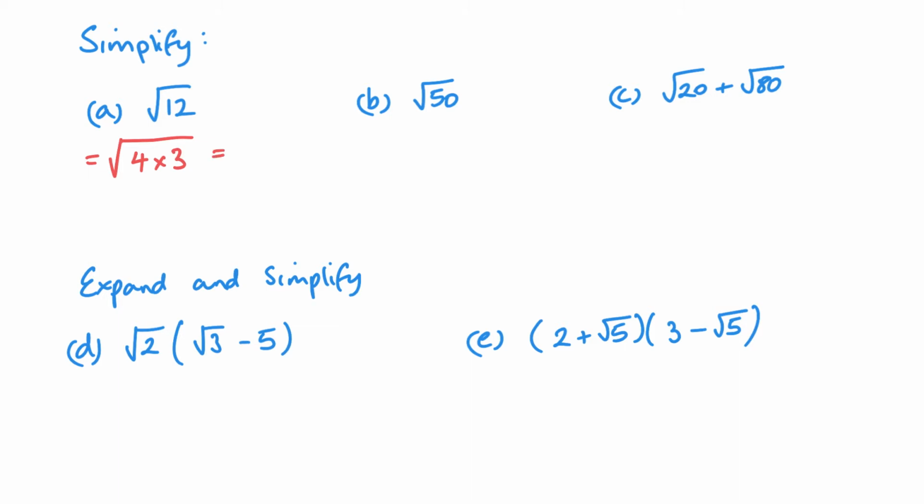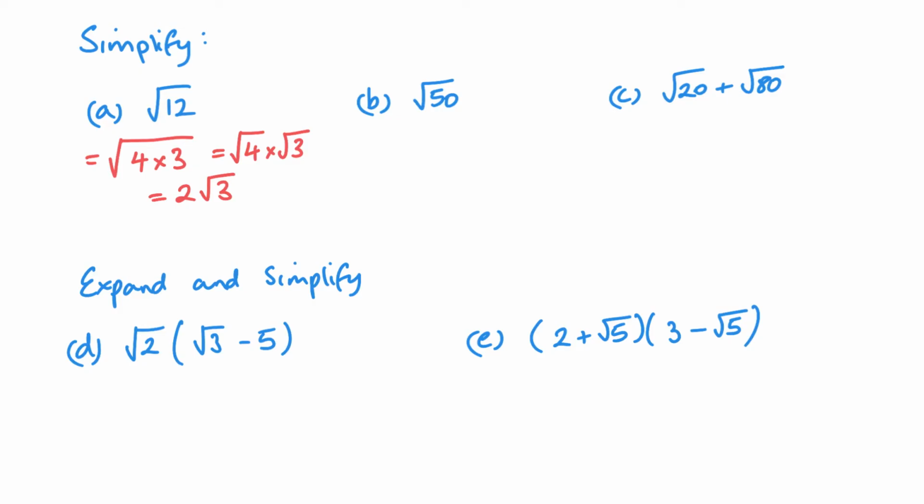And then what I can do is I can split this up. Square root of 4 times square root of 3. Square root of 4 is 2. So we get 2 root 3, as we can't do anything with the root 3.